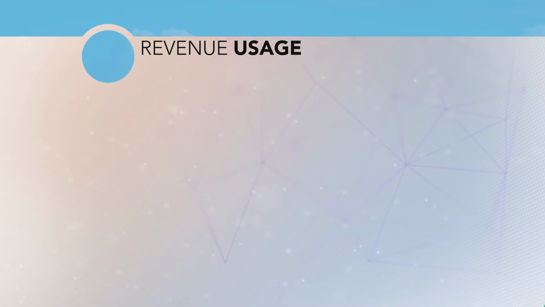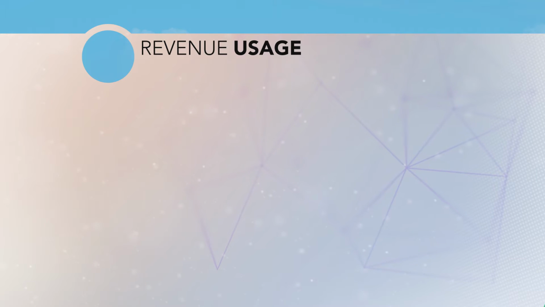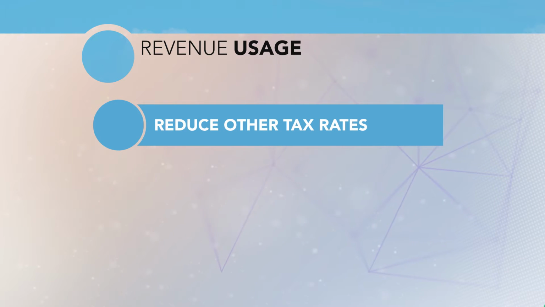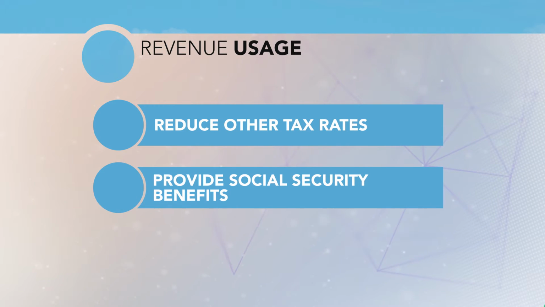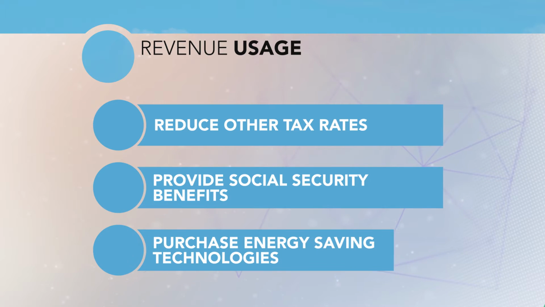An important question that supporters of either a carbon tax or cap and trade system must answer is how should the revenue generated from these policies be used? Proposals suggest that revenue should be used to reduce other tax rates, provide Social Security benefits, or purchase energy-saving technologies at government buildings, just to name a few ideas.